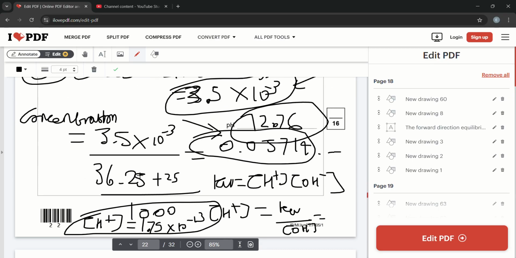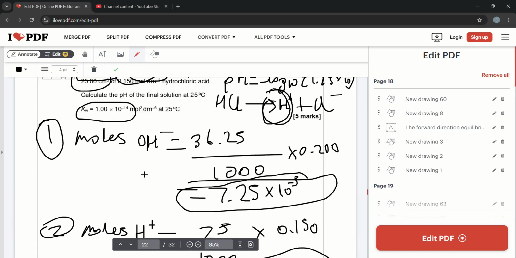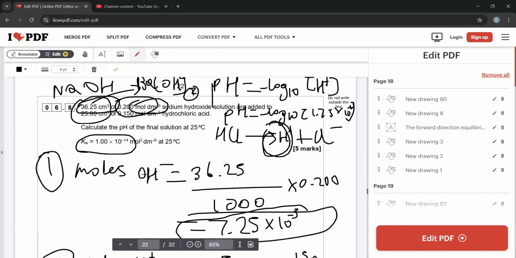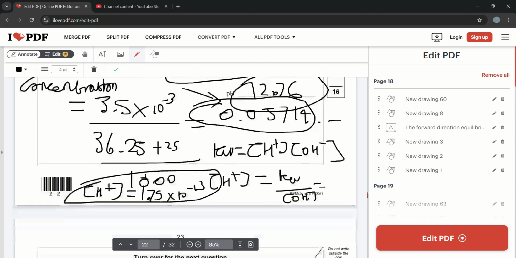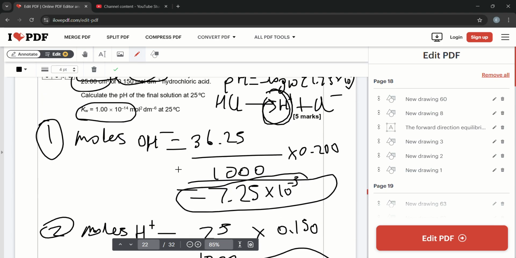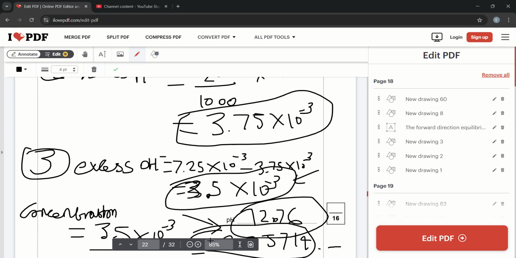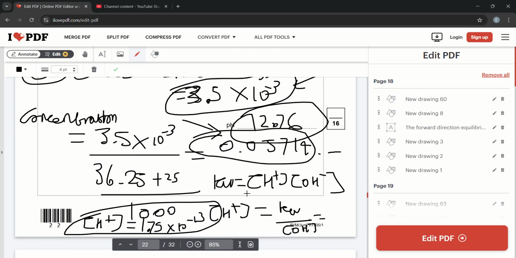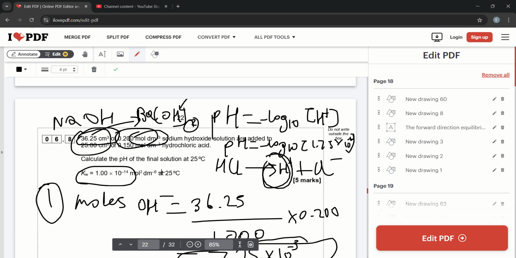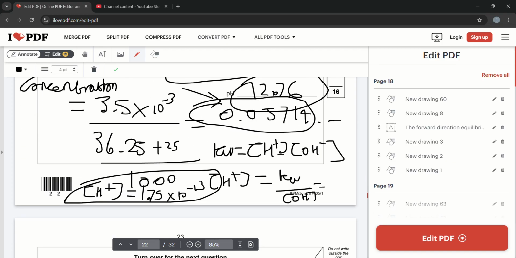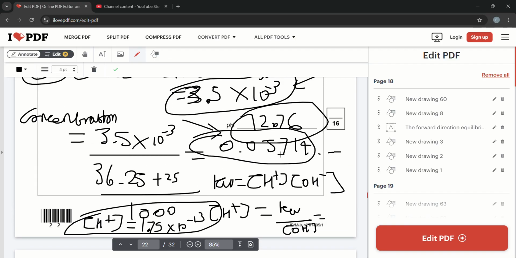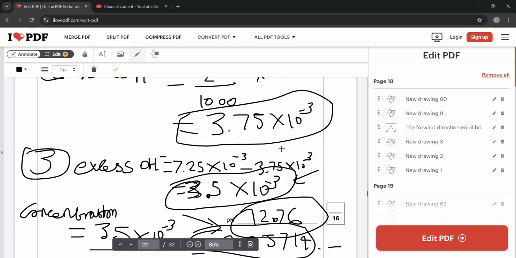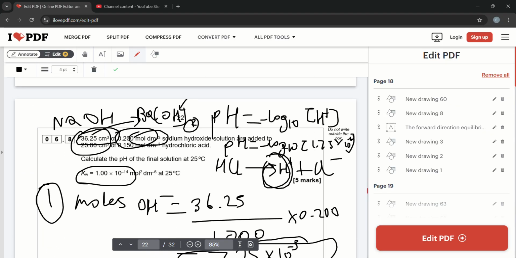We get the concentration of OH-, and therefore we can find out [H+], because we know Kw is equal to [H+][OH-]. Therefore, [H+] is equal to Kw divided by [OH-]. We've got Kw, now we've worked out the concentration of OH-. Substitute it in, we get [H+], and therefore we know pH is equal to minus log10 [H+]. Substitute [H+] in, so pH is equal to minus log10 of 1.75 times 10 to the power of minus 13, and we get pH is 12.76. And that is the end of question 6.